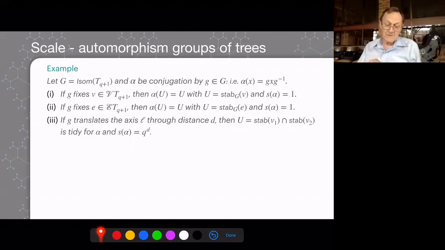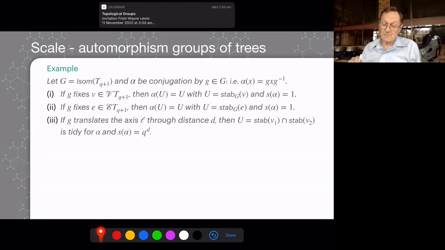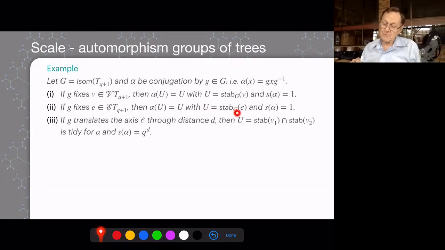And if this element G happens to fix a vertex of the tree, then alpha, in fact, leaves invariant the stabilizer of that vertex. And this is a compact open subgroup, and so the scale is 1 in this case. So that's if G fixes a vertex of the tree. If G fixes an edge of the tree, then again, there is some compact open subgroup that's left invariant by alpha, and the scale is again 1.